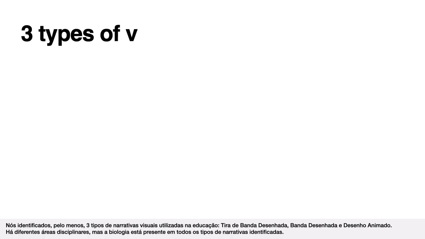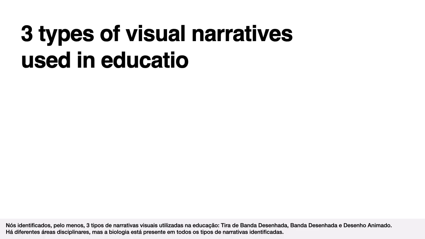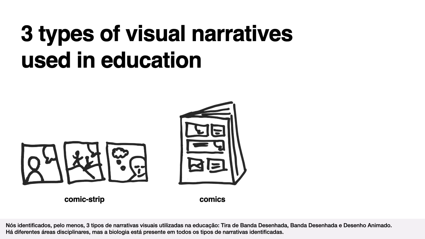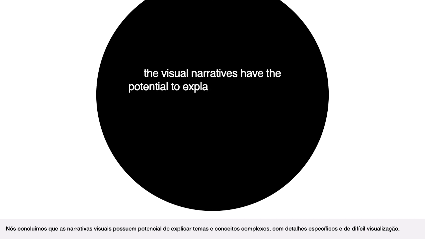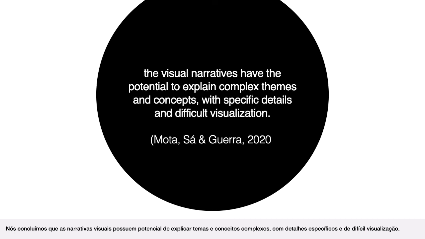We identified 3 different types of visual narratives used in education: comic strip, comics, and animated cartoon. There are different disciplinary areas, but biology is in all the types of narratives. We concluded that visual narratives have the potential to explain complex themes and concepts with specific details and difficult visualization.